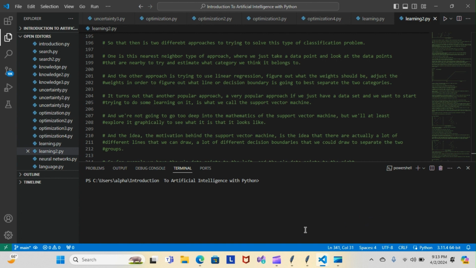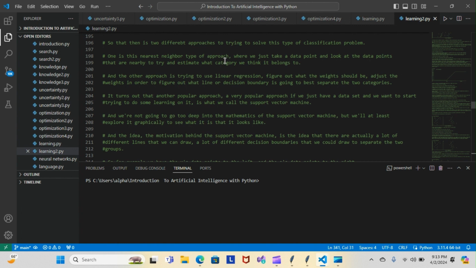Now, last night, if you recall, we were going over different types of classifications, and tonight we're going to build on top of that. So, that then is two different approaches to trying to solve this type of classification problem. One is the nearest neighbor approach, where we just take a data point and look at the data points that are nearby to try and estimate what category we think it belongs to. And the other approach is trying to use linear regression, figure out what the weight should be, adjust the weights in order to figure out what line or decision boundary is going to best separate the two categories.